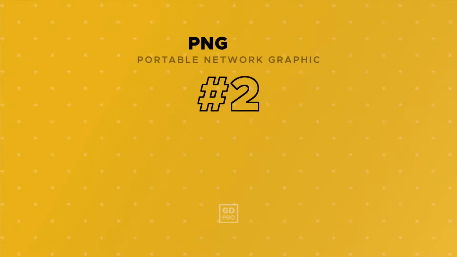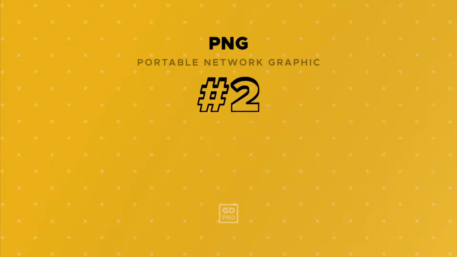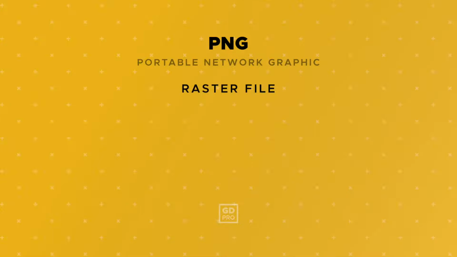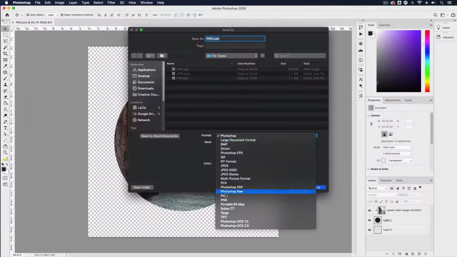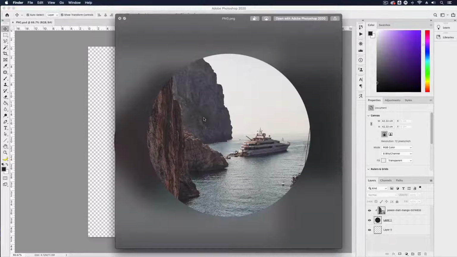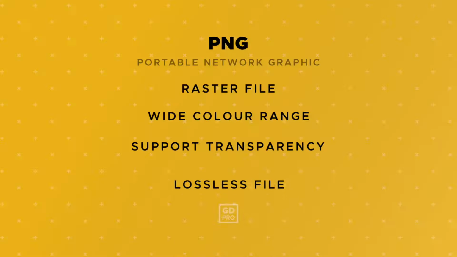Moving on, PNG is our next file, and it shares a lot of similarities with JPEGs. Again, this is a raster file type. They support an even wider range of colours, and unlike JPEGs, they also support transparency. PNGs were also created specifically for the web, and they're what's known as a lossless file, which means they retain all data from the original file when exported, so don't lose any image quality.